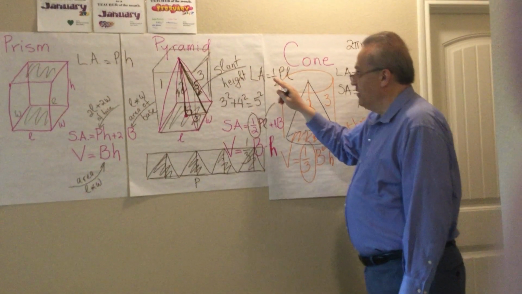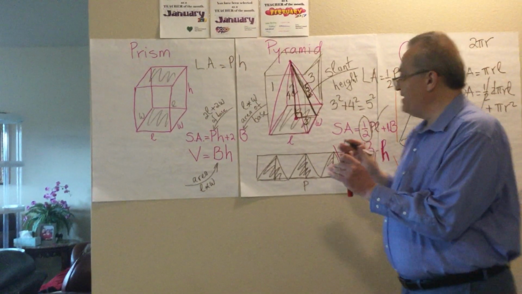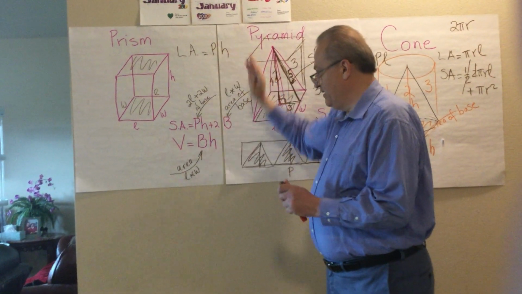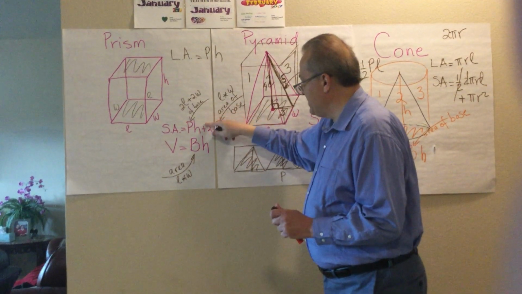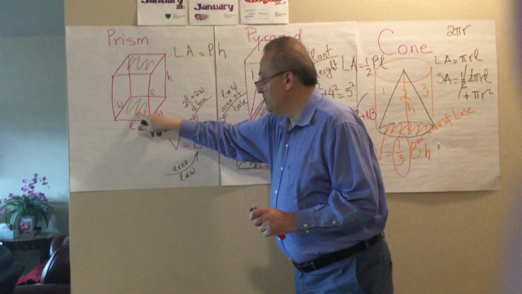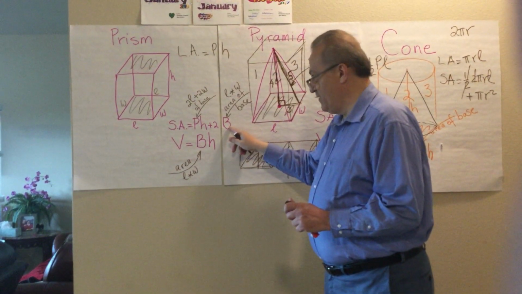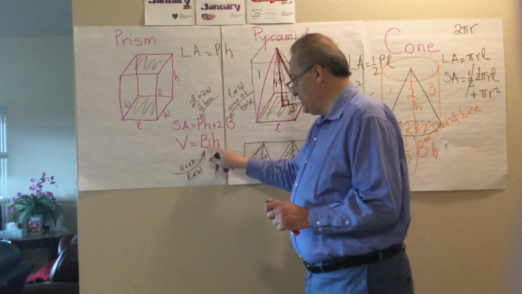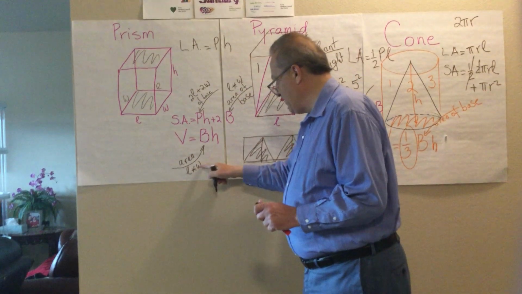Okay, so let's review what we did today. Prism. Prism, lateral area, perimeter times height. Surface area, to the perimeter times height, we add bottom and top. Area of the bottom and area of the top. Volume is base times height. Isn't that the same thing as length times width times height?